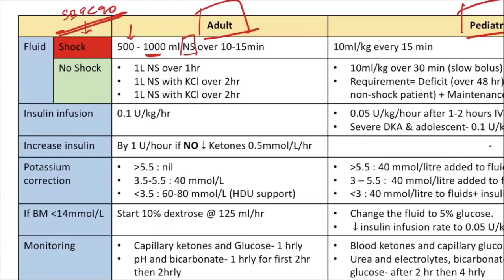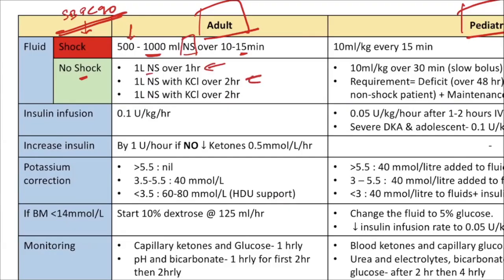We give small boluses, in the range of 500 ml to 1000 ml of normal saline over 10 to 15 minutes, and see how's the response. Once shock is dealt with, or the patient presented and doesn't have shock, then how do we do fluid resuscitation? Fluids are given in this manner.